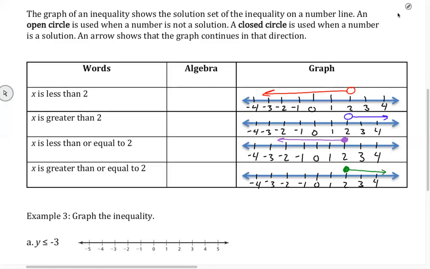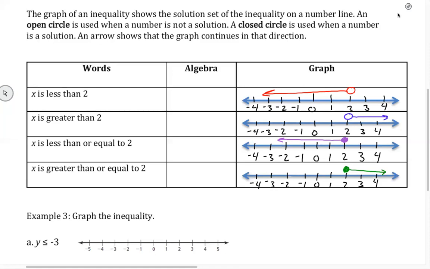Now I have this middle column. And this middle column is pretty easy. But I don't want to use this over here. I just want to talk about, because this is where we're going with it, how to take a graph and get the algebra piece. From here, it's easy. x is less than 2, right? It's easy to write. But how do I go from here to there?